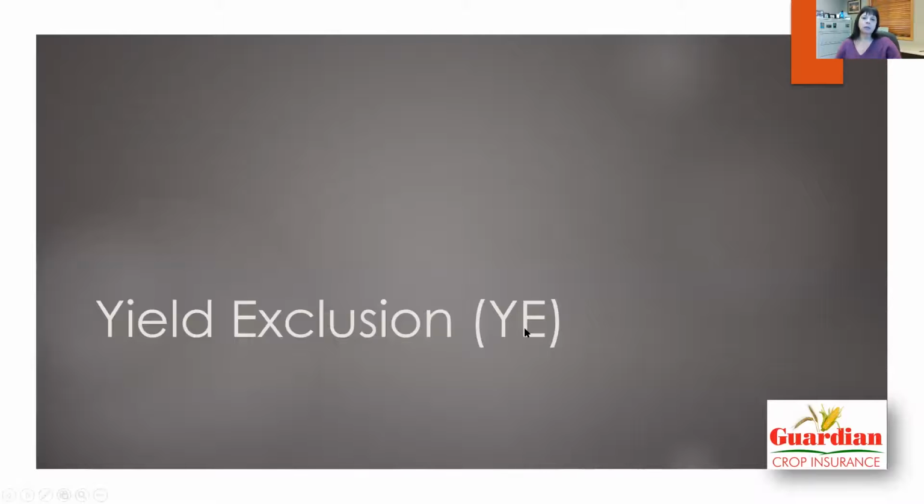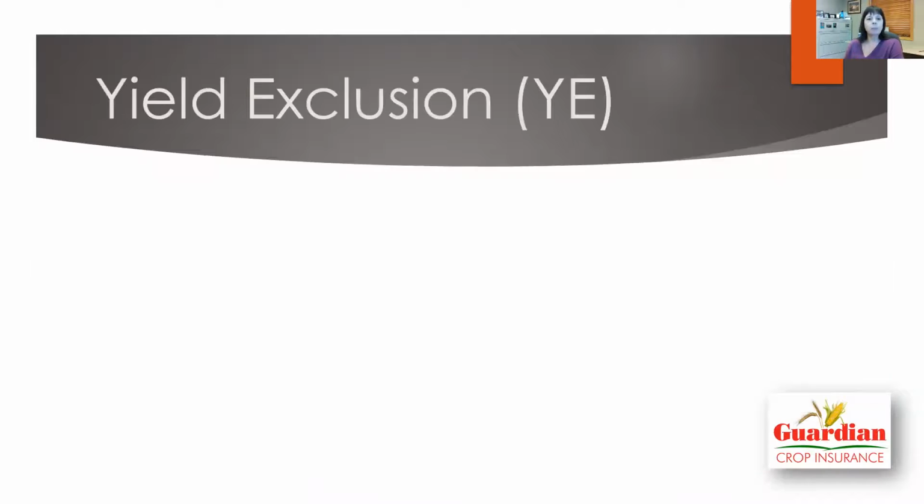Next, we're going to talk about yield exclusion. The yield exclusion, along with the trend adjustment, were added probably about 5 years ago. And these have made drastic improvements to your approved average yields for several producers. So let's take a look at how the yield exclusion works.